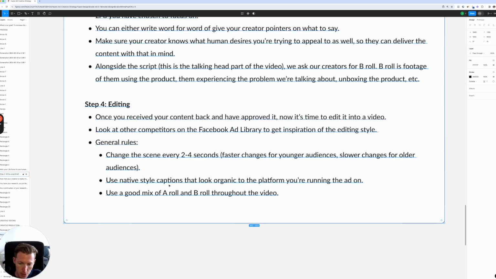You want to use native style captions that look organic to the platform you're running the ad on, and you want to use a good mix of A-roll and B-roll. So it just means that you're changing the visual, and it's not always someone talking to a camera. You're also showing, at one point they're talking to a camera, another point they're experiencing the problem, another one they're unboxing the product, they're using the product, they're showing the product in a certain way. So it just adds a lot of dynamic to the video, all right?